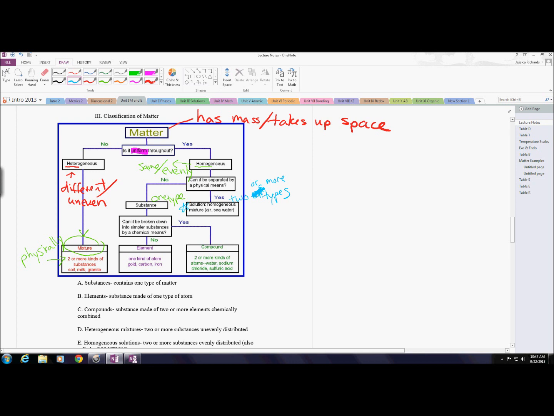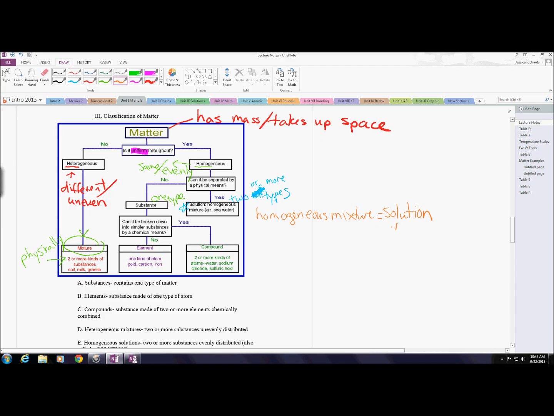This is really important. Homogeneous mixture is a solution. Memorize that. They'll ask you which of the following is a homogeneous mixture, and what they're really asking you for is which one is a solution. Homogeneous mixture, solution. I said it a whole bunch of times now. Memorize it. Homogeneous mixture, solution.